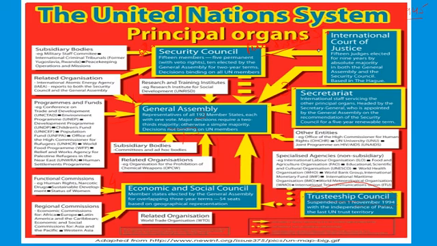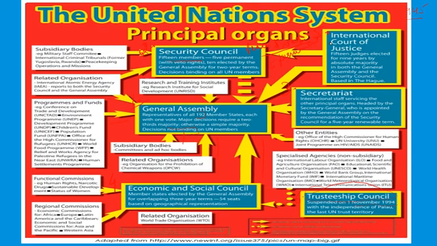So there are 15 members in the Security Council: 5 permanent and 10 non-permanent. Okay, the 5 permanent members, P5, I have very often told you who these 5 permanent members are. To repeat, it is USA, UK, Russia, France and China. So these are the 5 permanent members of the Security Council.